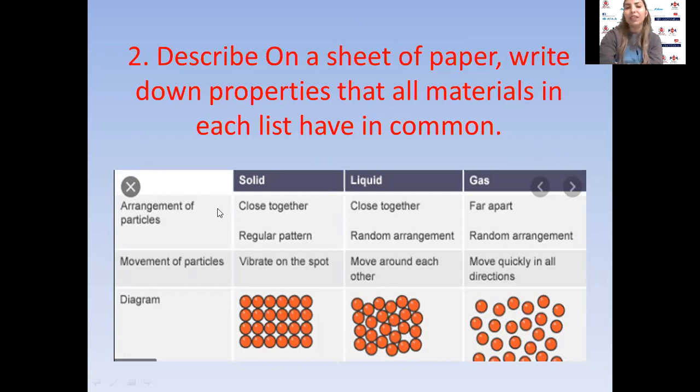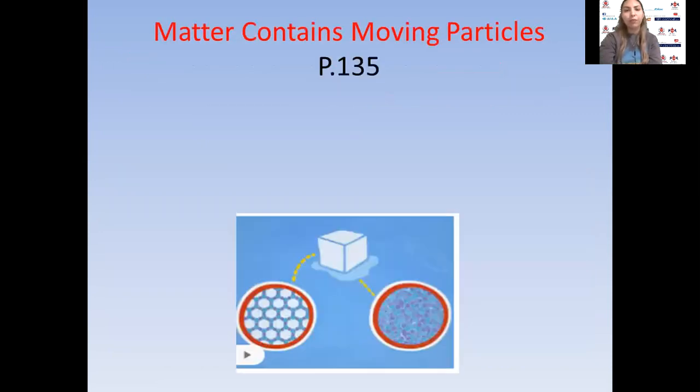So here, fine, we wrote the arrangement of particles and the movement of particles. This is the aim of our lesson today, to find the differences and similarities between the three states of matter in the arrangement of particles and the movement of particles. Okay, let's continue. Matter contains moving particles. Okay, page 135.